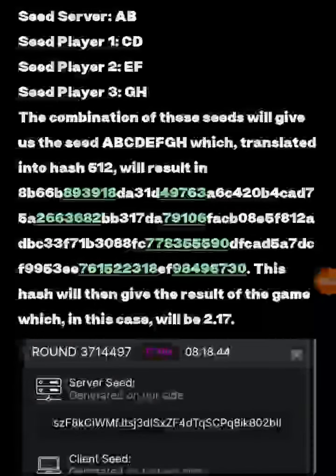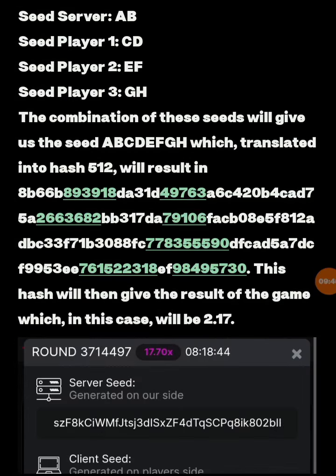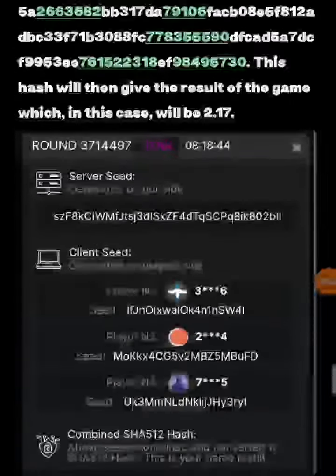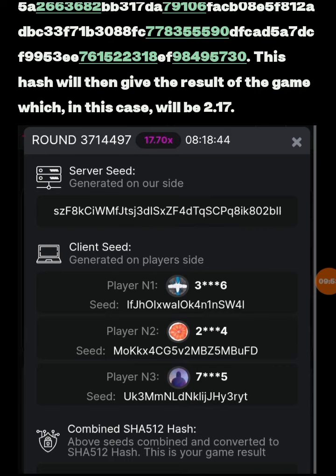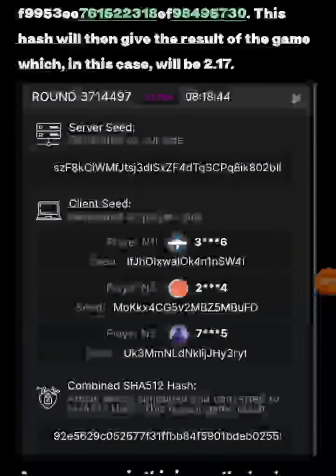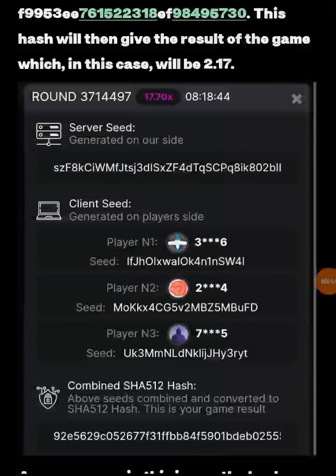So this hash that I just explained will give you a result of 2.17. This is the round history of a game that I just clicked in, and you can see server seed and you can see client seed. The server seed was generated on the bookie side, and the client seed was from the first 3 players who are playing on their side. So player N1 36, player N2 24, player N3 75. The combination of those four things contributed to the 17.70x that you are just seeing right now.